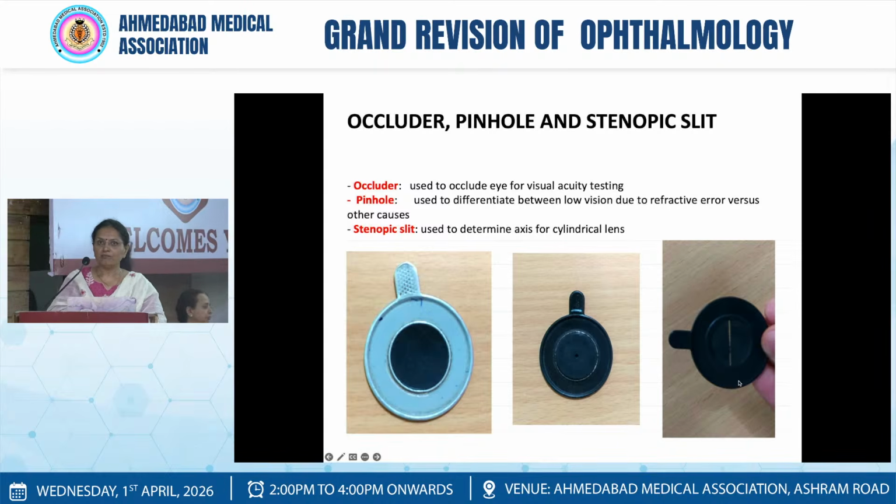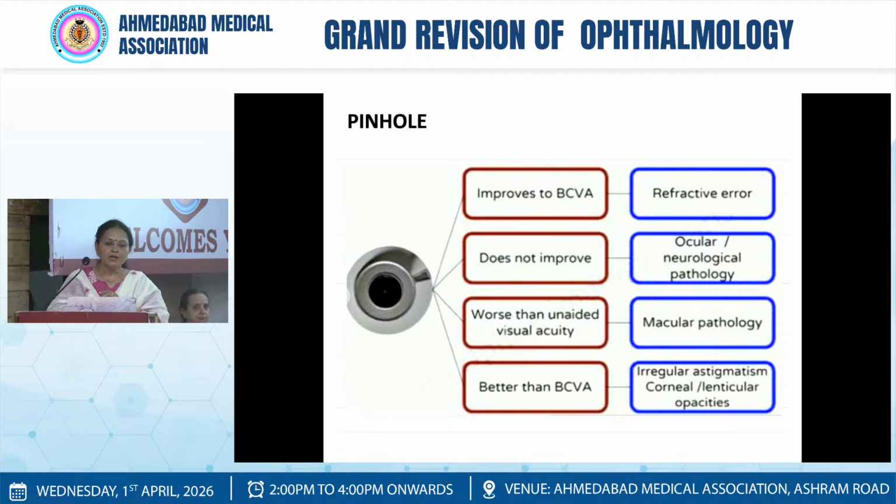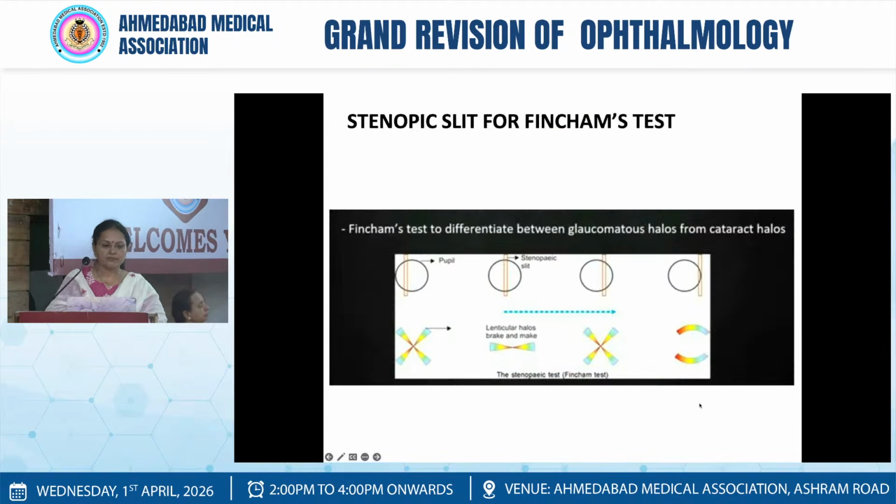Anybody wants to know about that slit or already having knowledge about this slit? No? So this is about the pinhole, right? If it improves, it is due to refractive error; does not improve, ocular or neurological pathology; worse than unaided visual acuity, then it is macular pathology; better, it is due to any astigmatism or opacities. So stenopic slit should be kept at one eye and then you rotate it.